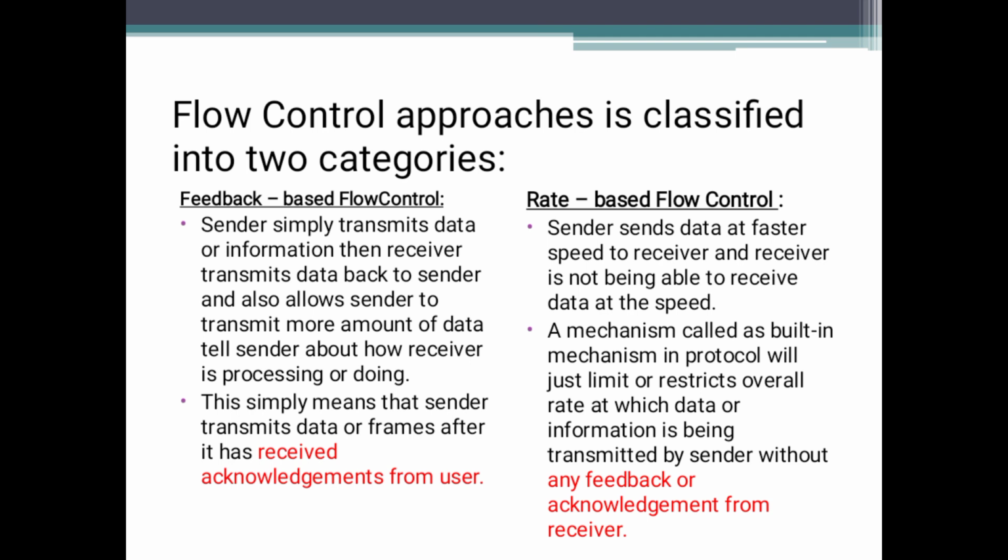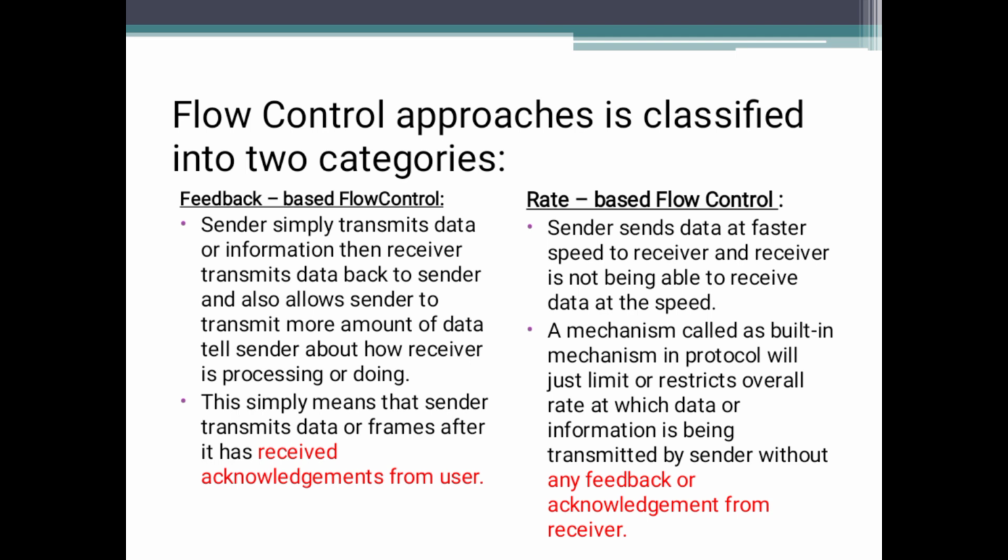In rate based flow control, the sender sends data at a faster speed and the receiver is able to receive data at high speed. A built-in mechanism in the protocol will limit or restrict the overall rate at which data is transmitted by the sender, without any feedback or acknowledgement from the receiver. So basically the main difference is that feedback based flow control receives an acknowledgement, and rate based flow control does not receive any kind of feedback or acknowledgement.